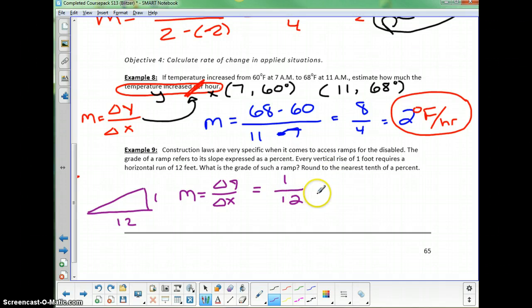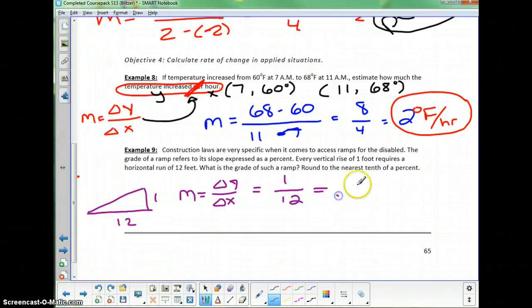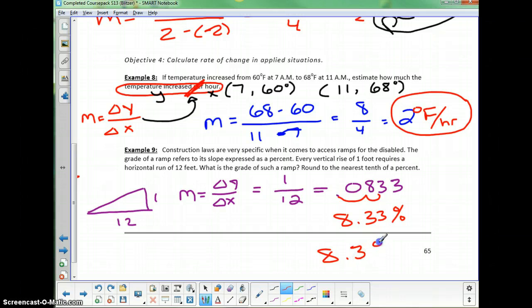Let's go for a decimal right here, because I'm going to need to make this a percent. So 1/12 is 0.0833 repeating. This is my decimal. I want to make this into a percentage, so I'm just going to move the decimal place twice. So my answer is 8.33%, or they asked me to round to the nearest tenth of a percent, so I really only need to write down one of those threes. Okay. And we've reached the end of the section.